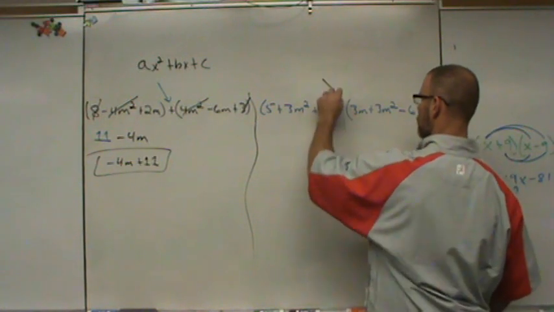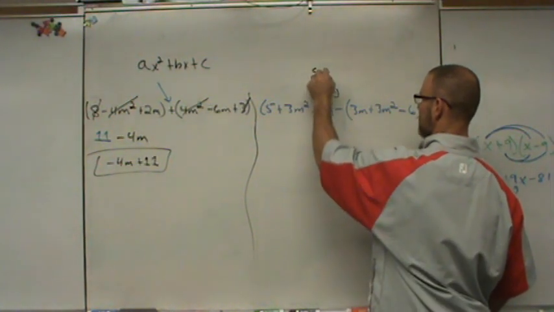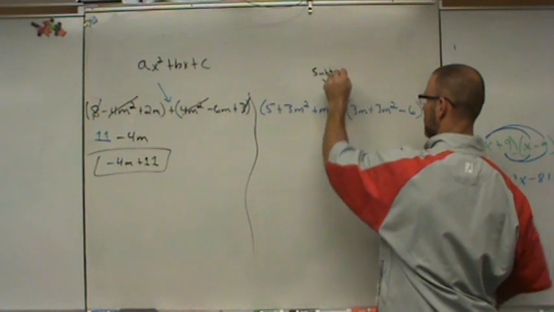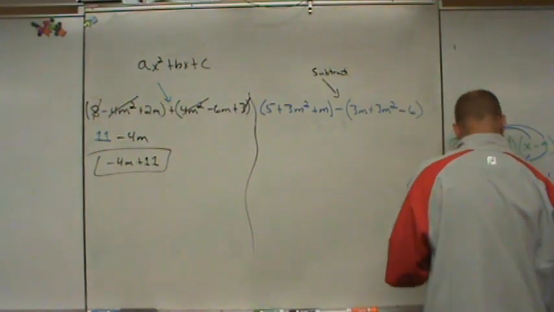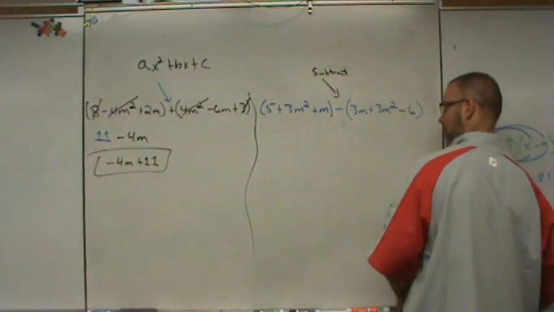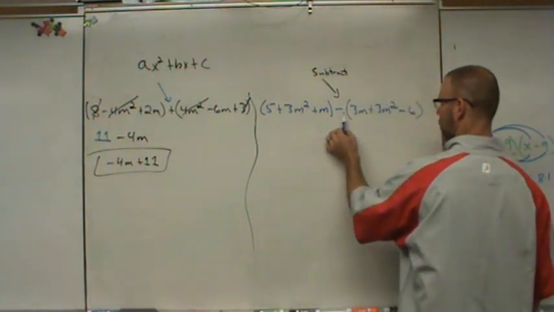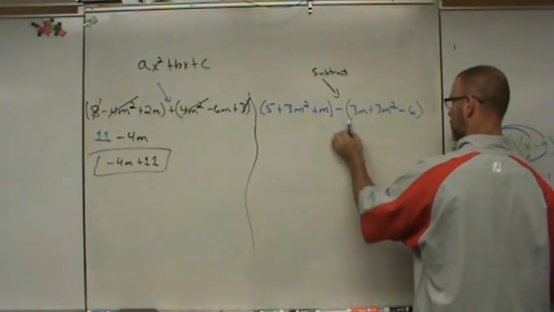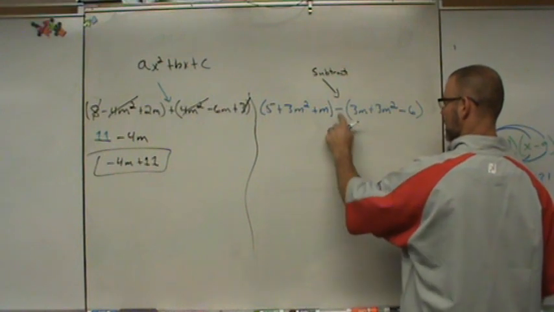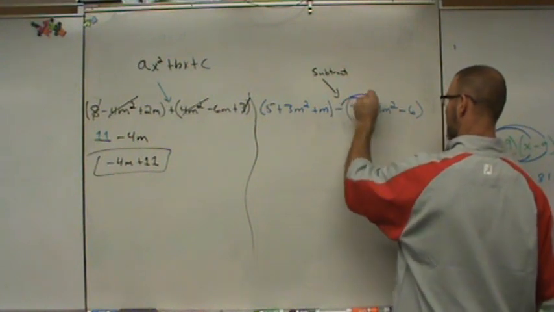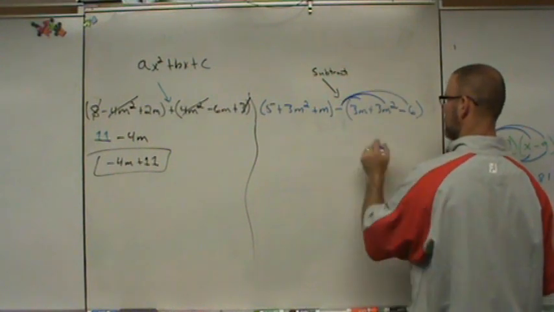What are they having me do for the next one? They are having me subtract. Right? Since I am subtracting, it's the same thing. I want to combine my like terms. But this negative plays a role in what happens. This negative gets distributed to every term in parentheses.